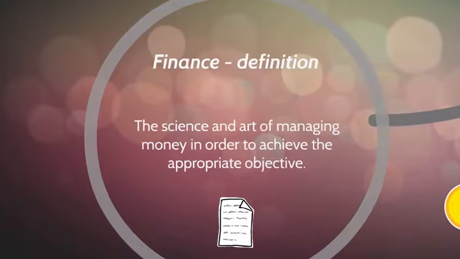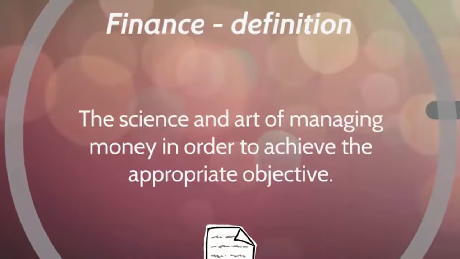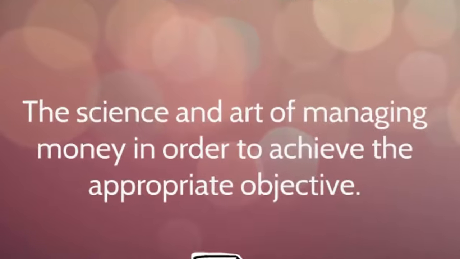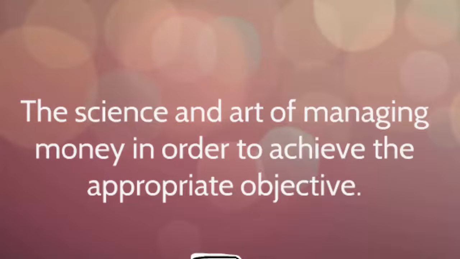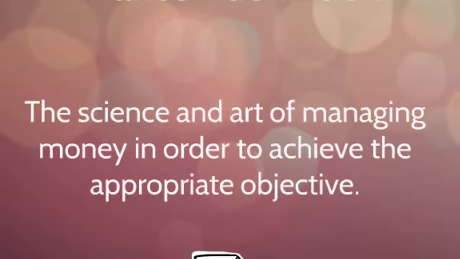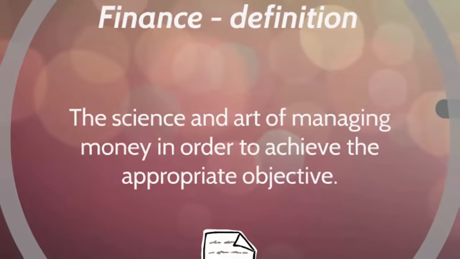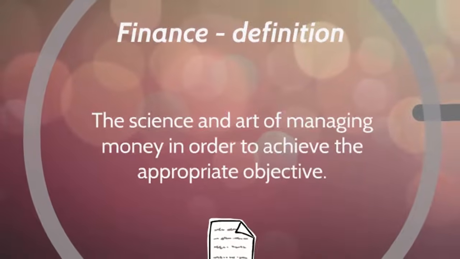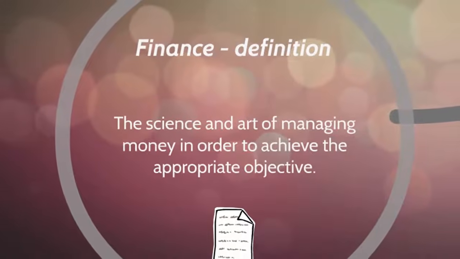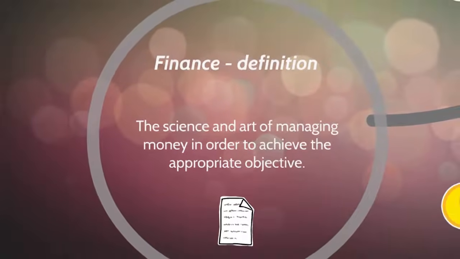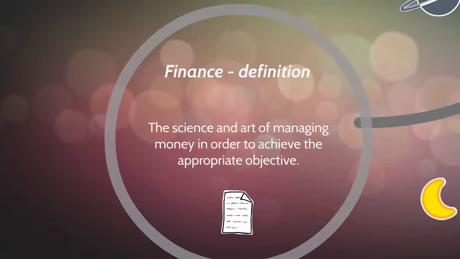Finance can be defined as the science and art of managing money in order to achieve the appropriate objective. You can see that there are two important components in the definition. One is managing money. Therefore, finance is involved with managing money. And the other component is appropriate objective. That means finance involves managing money with an appropriate objective in mind. In this course, we will discuss different aspects of managing money as well as the appropriate objective. What should be the appropriate objective in your mind when you are managing money?